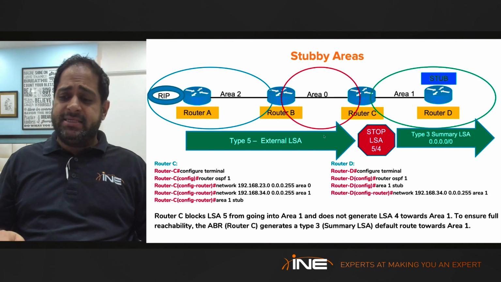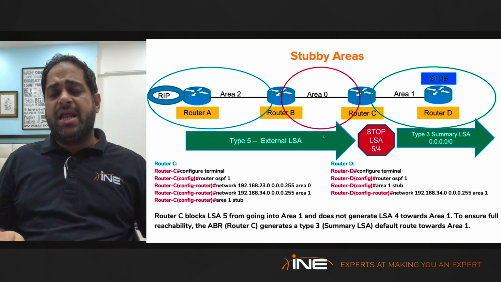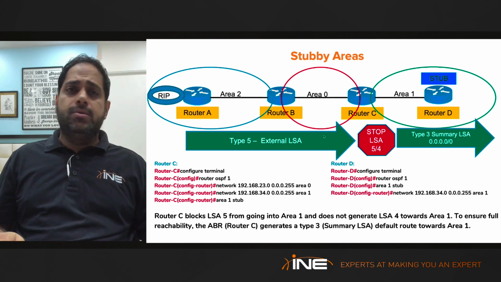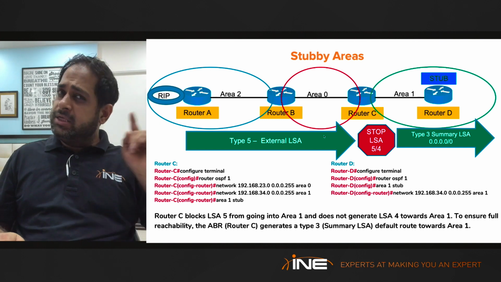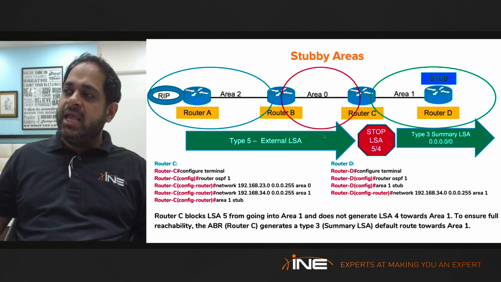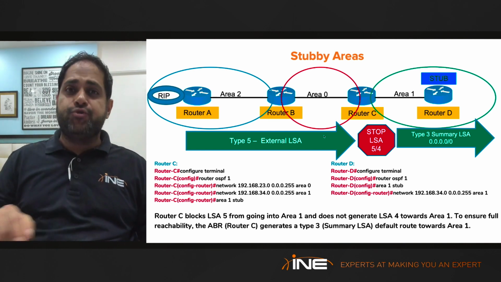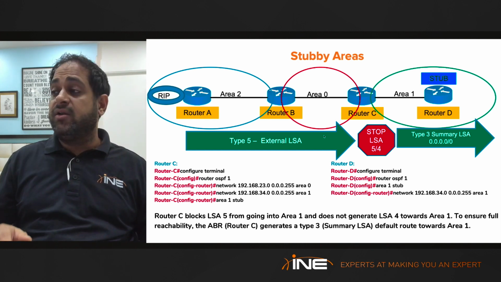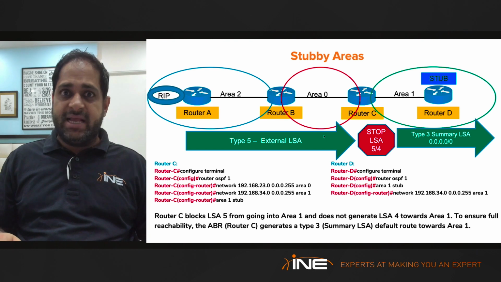The first rule is that you cannot configure area 0 as a stubby area. You cannot have a virtual link going through a stubby area. And you cannot have an ASBR present in the stubby area. So based on these three rules, area 2 cannot be configured as a stubby area. Why is that? Because I do have an ASBR in that area, which is router A. So I cannot configure area 2 as a stubby area. Area 0 cannot be configured as a stubby area.